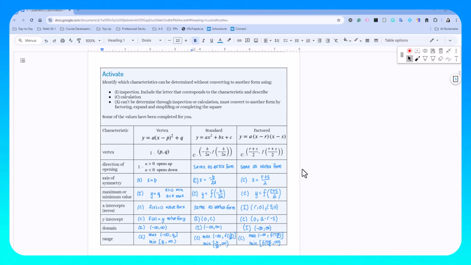Some of them you may have put an X by. Notice that I didn't put an X on anything because you can actually determine things through calculations if you know the formulas. If you don't remember the formulas, if they're not on your formula sheet, you can definitely transform one form into the other to find the missing information. So if you put X there, you're not wrong. So let's continue.